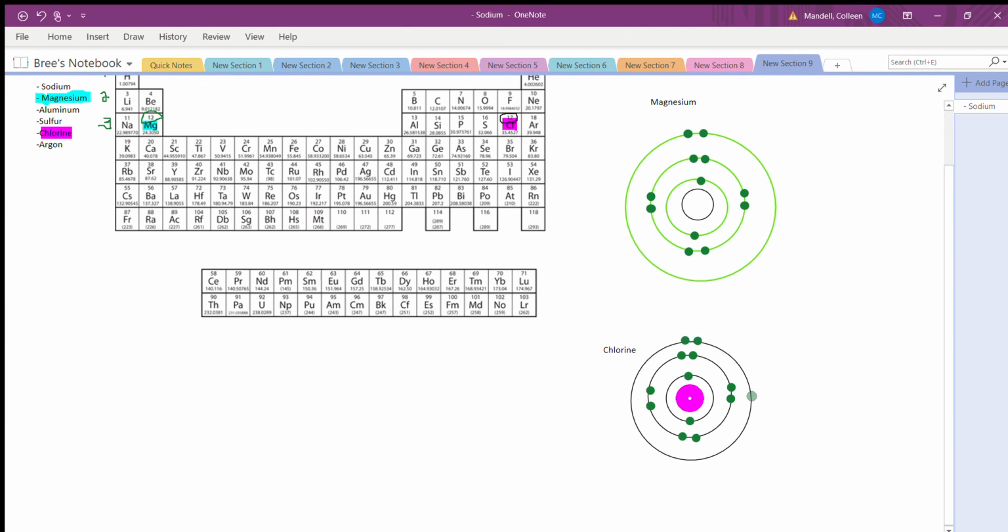1, 2, 3, 4, 5, 6, and 7. And there's my Bohr model for chlorine. If you have specific questions about any of the ones I didn't go over, please ask me. We can Zoom, I can make you a video, I can email you. Just let me know how to help you.